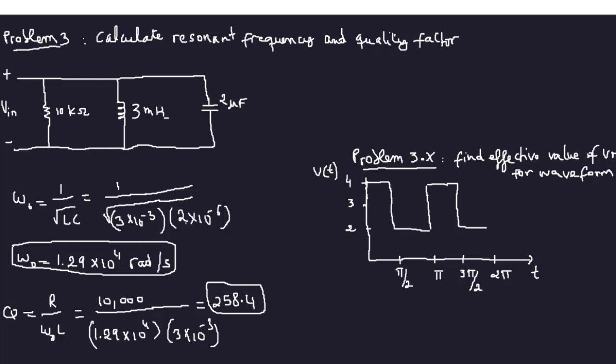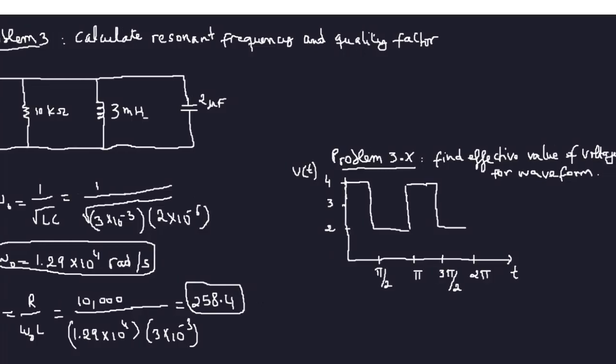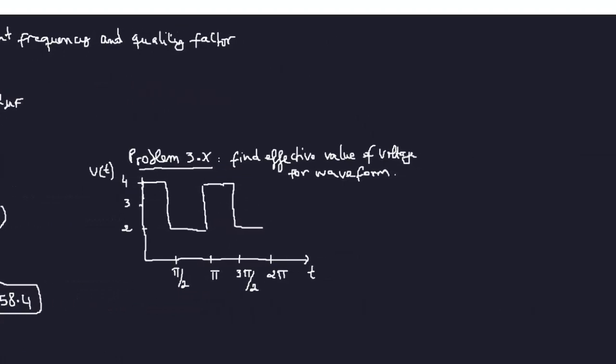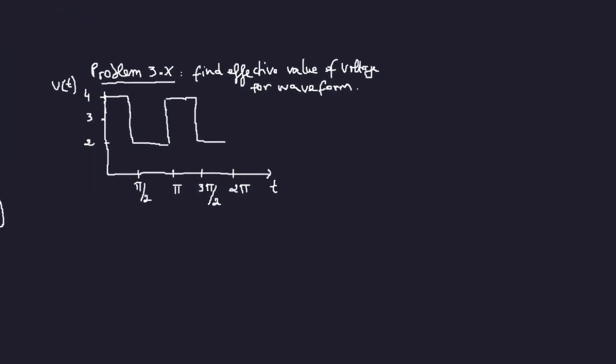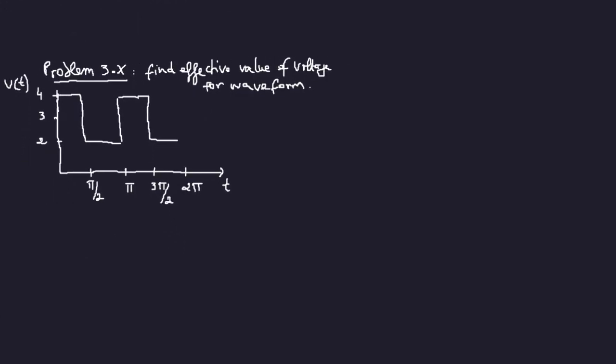Okay, I have a problem here, 3.x. I just threw that in because I thought it was interesting. Find the effective value of voltage for the waveform. Still in the handbook on page 195, the effective value is given. Let me write what I see in the handbook: X effective is equal to X RMS.